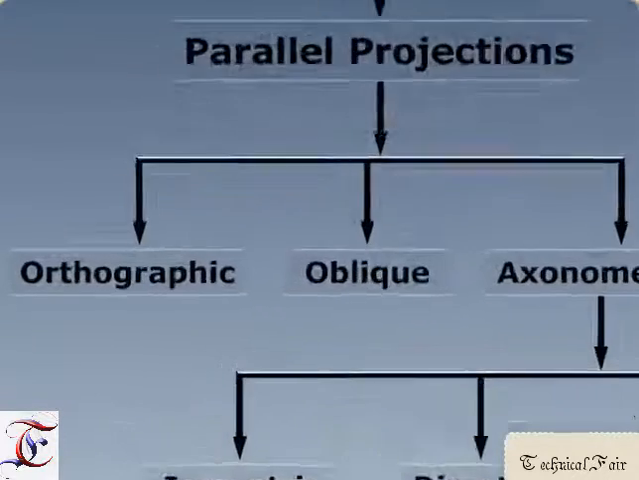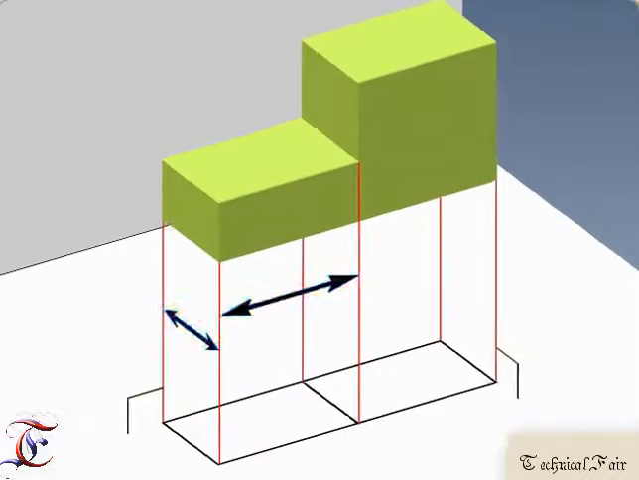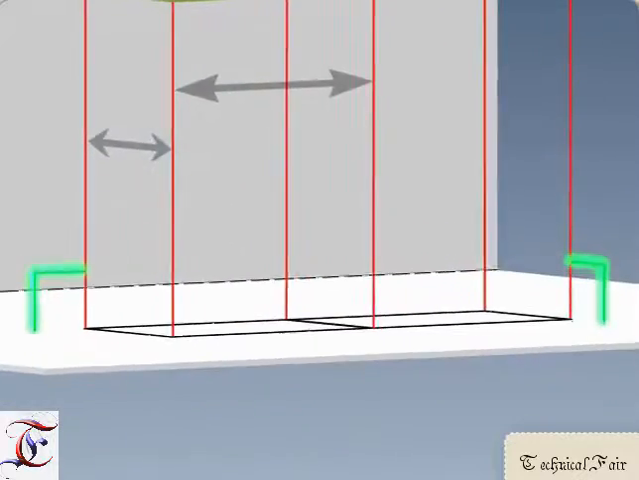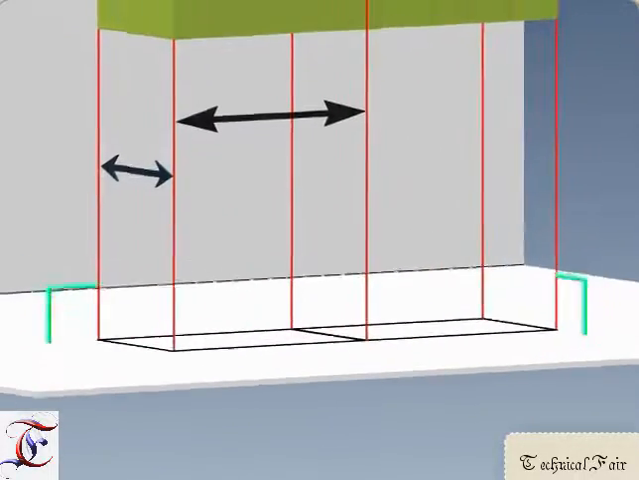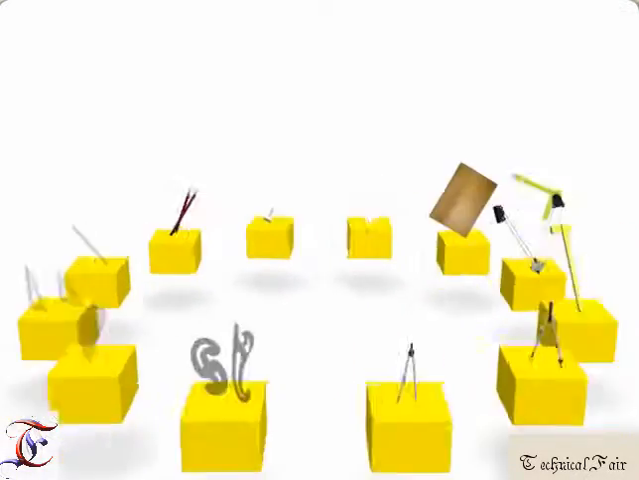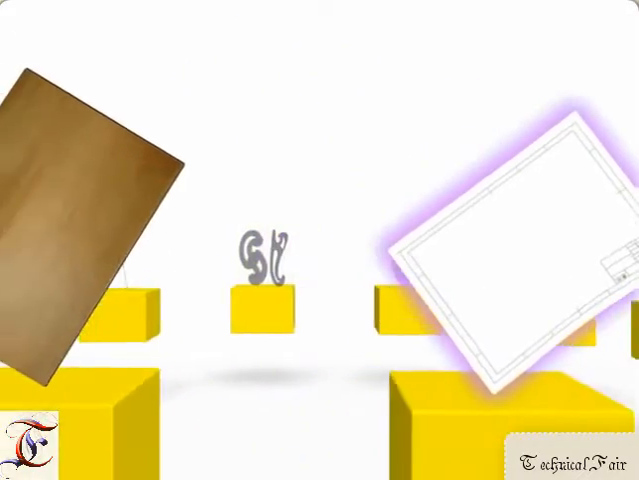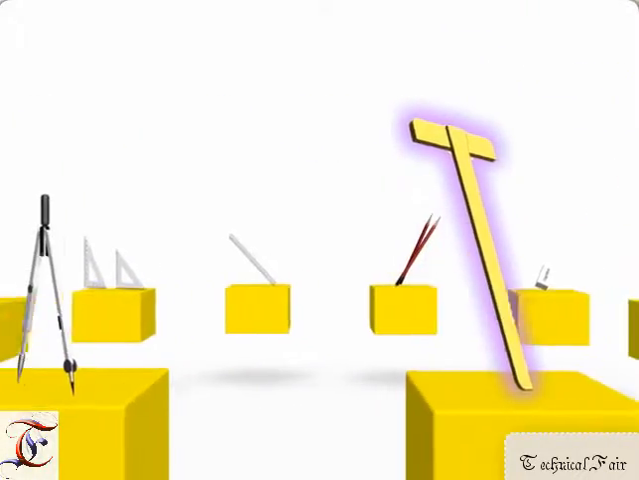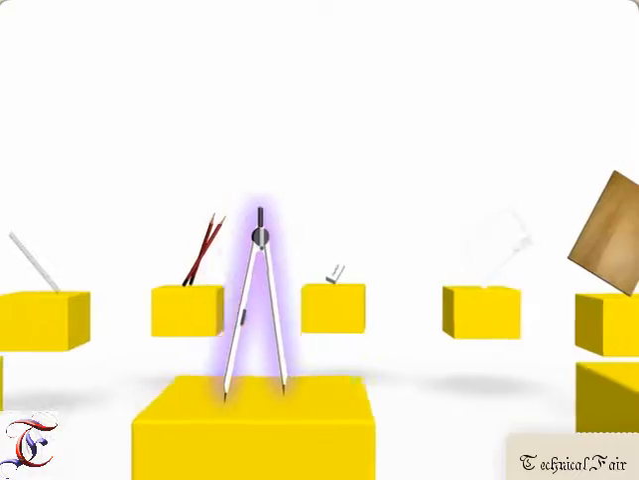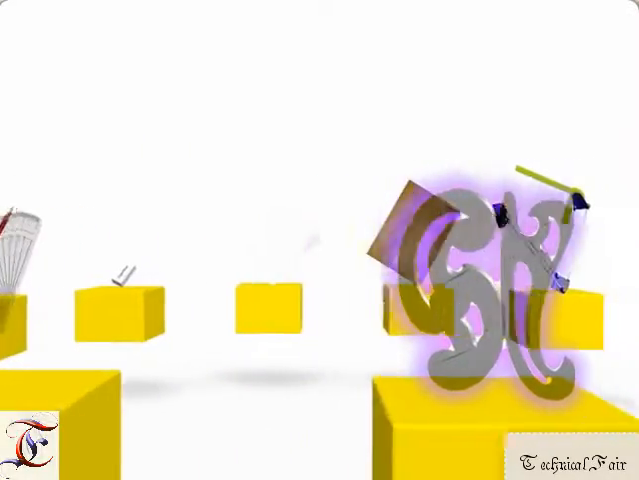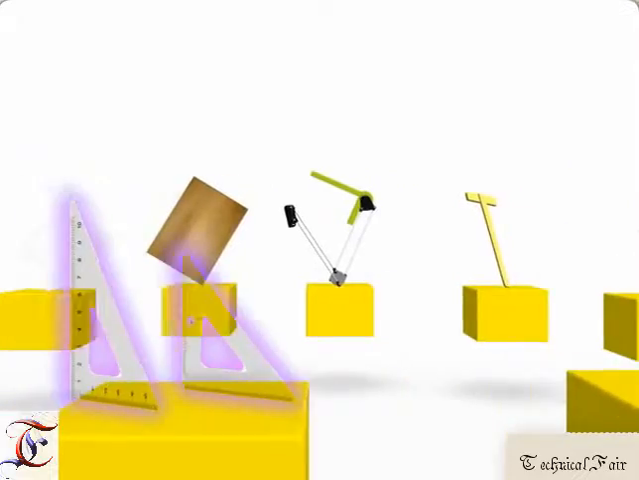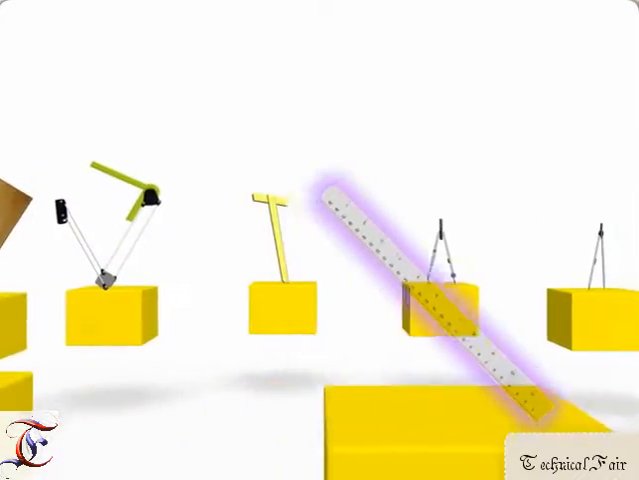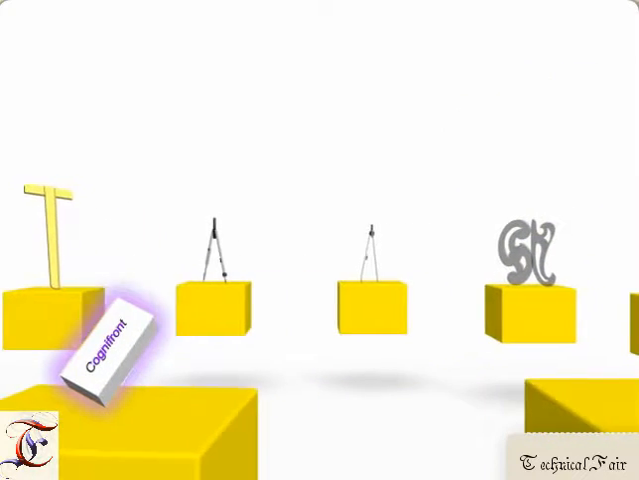We will focus on orthographic projections where the projectors are parallel to each other and they intersect the projection plane at right angles. We will study orthographic projection in detail later. So let's take a look at important tools used in engineering drawing. Drawing paper, drawing board, drafter, T-square, compass, divider, French curves, protractor, set squares, scales, pencils, erasers.